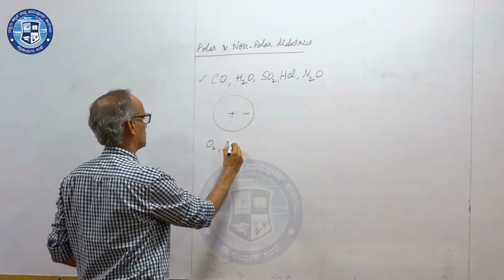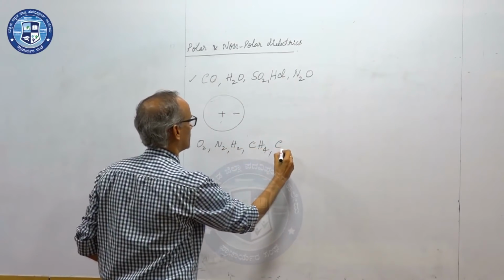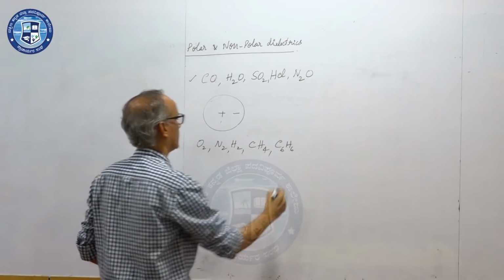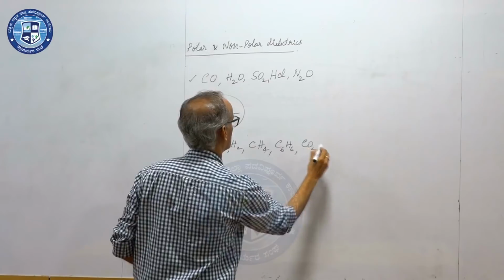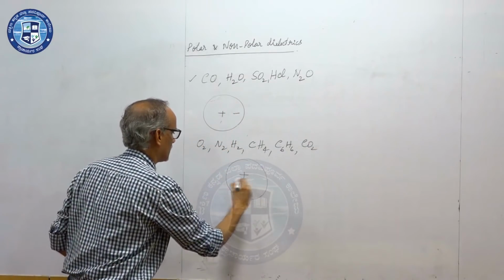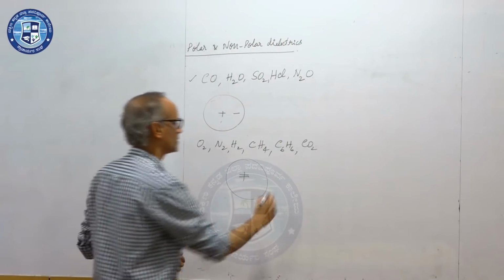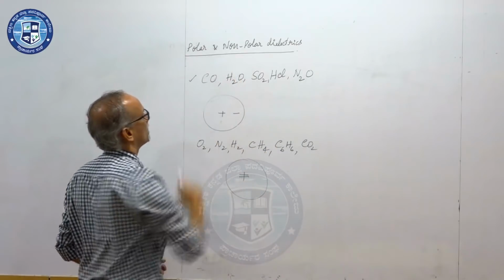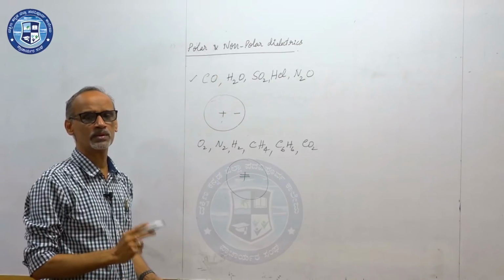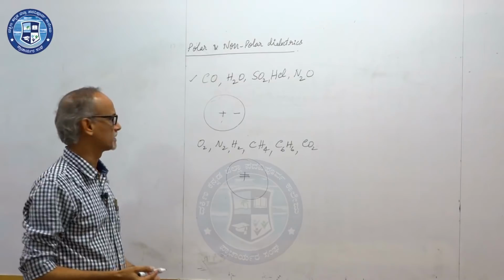In oxygen, nitrogen, hydrogen, methane, benzene C6H6, and carbon dioxide, in all these molecules, the center of the positive charge and the center of the negative charge coincide, and such molecules are called non-polar molecules. The dielectrics made up of non-polar molecules are called non-polar dielectrics. So, oil is an example of a non-polar dielectric.